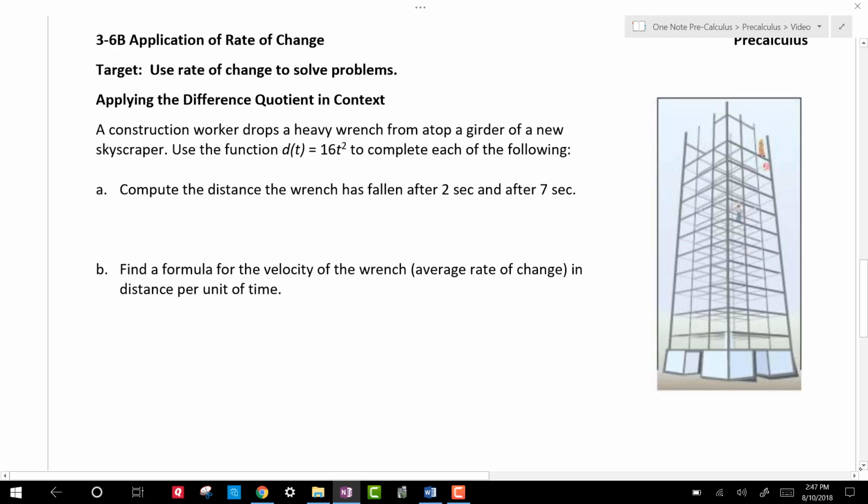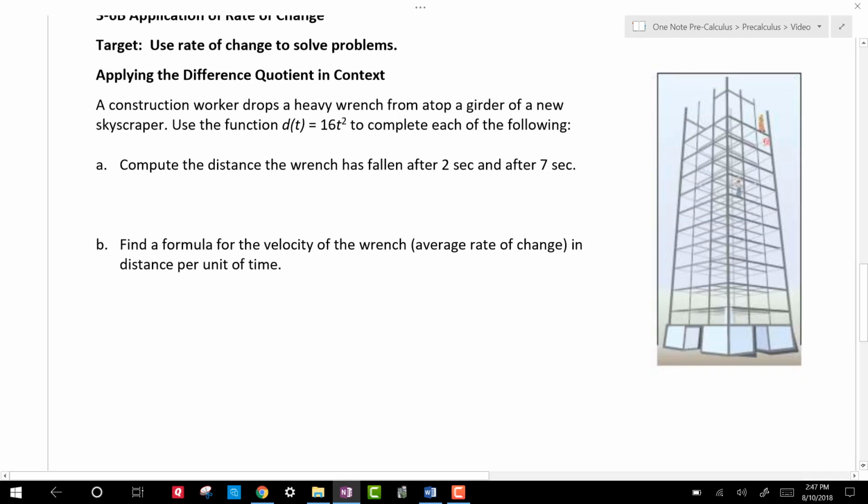Okay, so we're going to talk about an application of the rate of change here, the difference quotient. So it says a construction worker drops a heavy wrench from atop a girder. By the way, if you don't know what a girder is, it's a piece of steel. Top of girder of a new skyscraper. Use the function d of t equals 16t squared to complete each of the following.